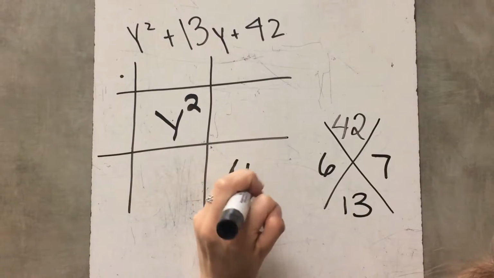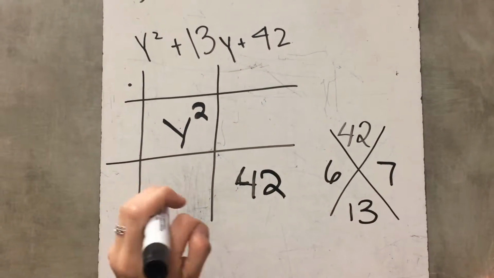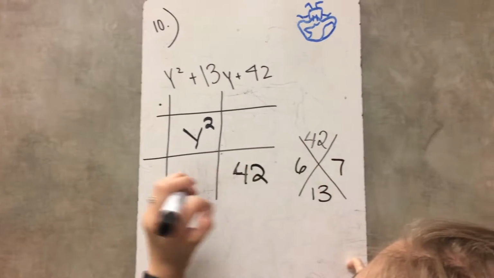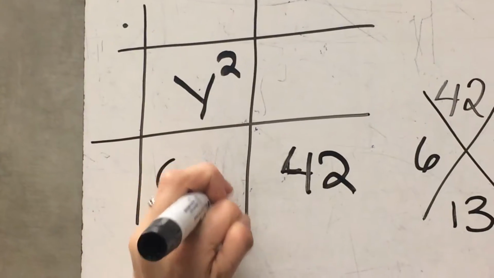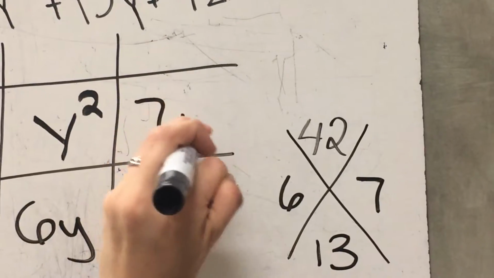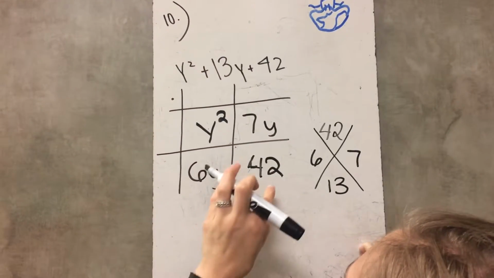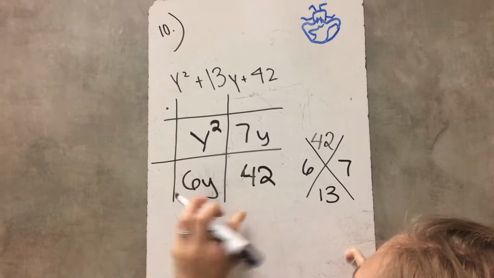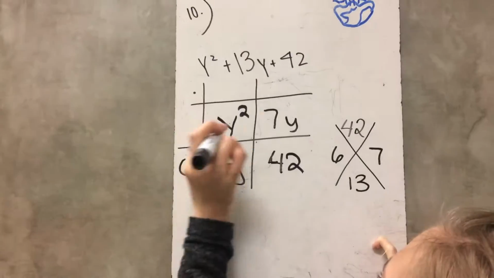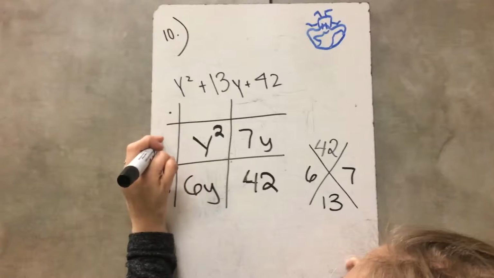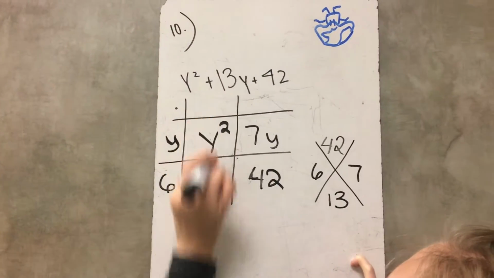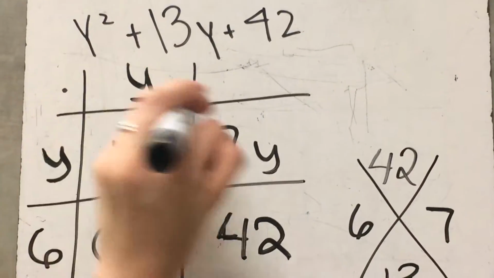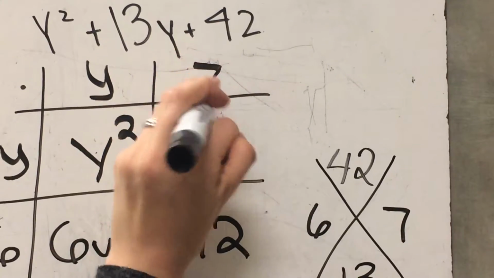42. And then, because we know these, we know that this is 6y and this is 7y. Now, the thing that these two have in common is the number 6. And the thing that these two have in common is y. And these two have in common is y. And these two have in common is 7.